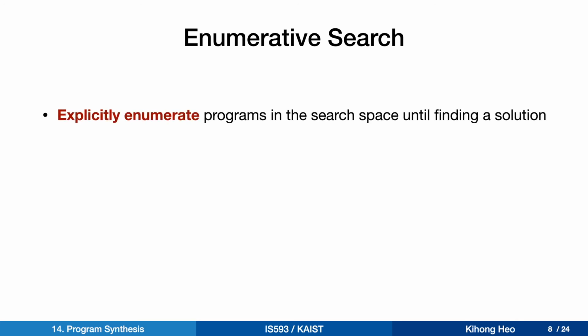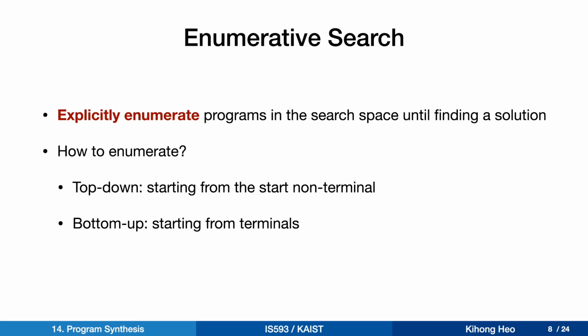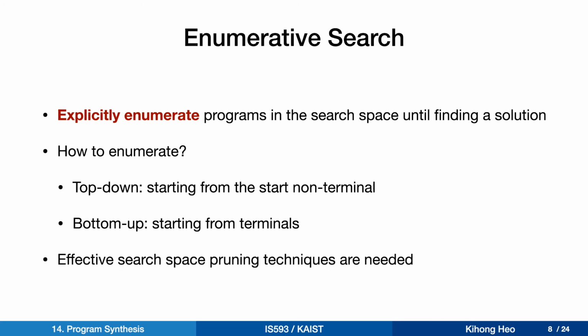The last component is search strategy. In this lecture, we will consider enumerative search that explicitly enumerates candidate programs in the search space until finding a solution. It is a very intuitive and simple method. A fundamental question is how to enumerate all programs in the search space. There are two dominant approaches: one is the top-down approach and the other is the bottom-up approach. But with whichever approach, effective search space pruning techniques are needed because the search space is usually very huge.